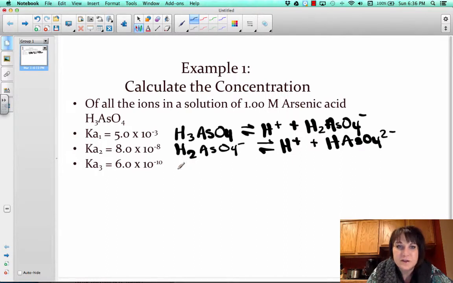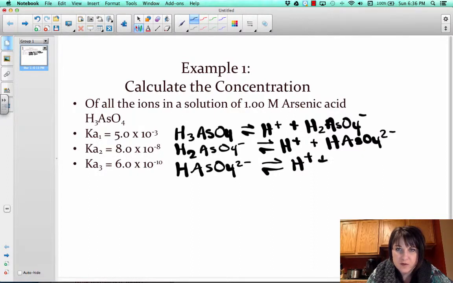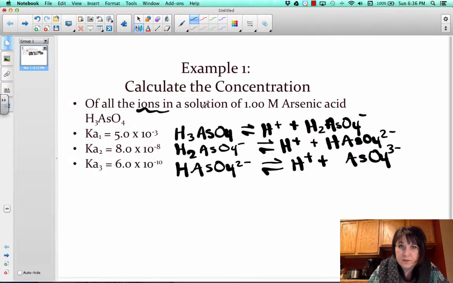And then of course the third dissociation is when that last hydrogen comes away. So HAsO4 that has a 2- charge loses that last hydrogen, and we don't have any more to lose. So I get the arsenate ion without any hydrogens attached. So that's the dissociations. But the question says calculate the concentration of all the ions in the solution. So what are all of the ions?